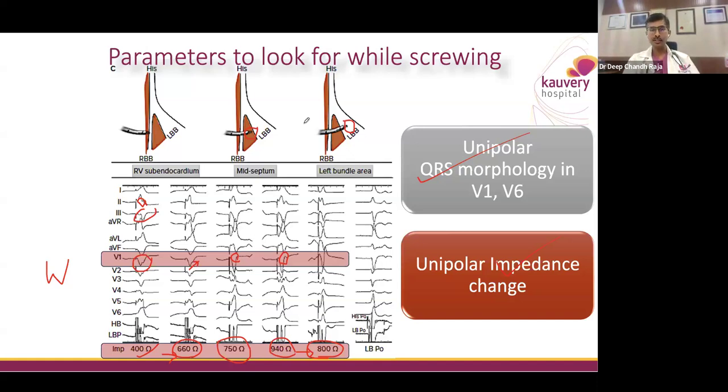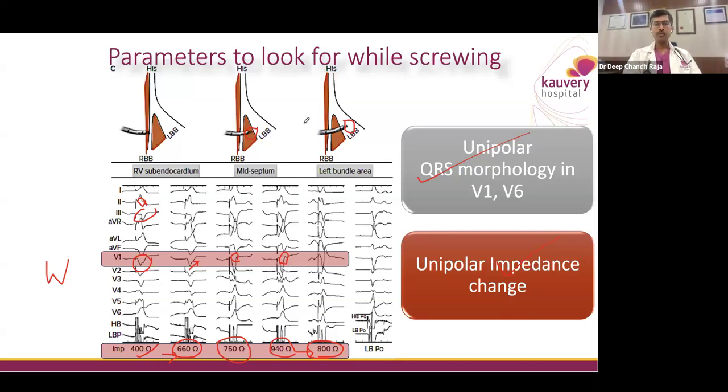I would like to tell the audience not to worry. Nothing catastrophic or big happens. You would still be able to come back out of the septum, and there is no big complication that happens on the table. But it does tend to happen.